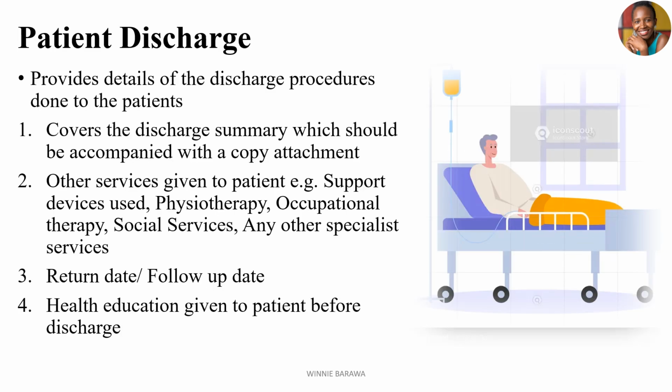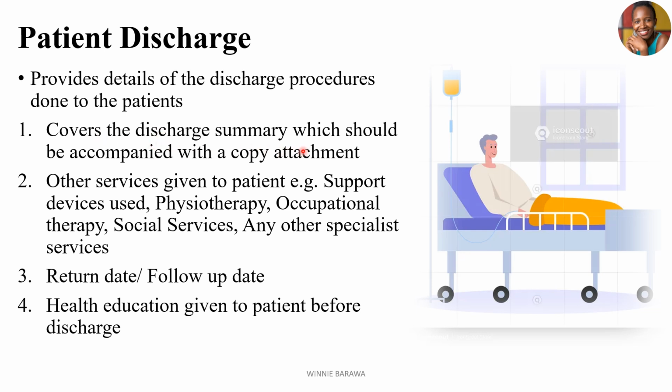And the last part of the patient admission process is on the patient discharge. So we are required to provide details of the discharge procedures that were done to our patient. One of them is the discharge summary, which should be accompanied with a photocopy for attachment. In the discharge summary, there are different components that are normally highlighted. For example, the disease the client was treated for, the attending doctor of our patient, the aspects that were catered for by the wards, and a summary of the management that was basically done on the patient. The document that provides this data, we call it the discharge summary.